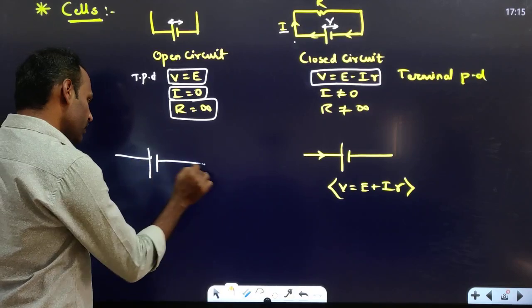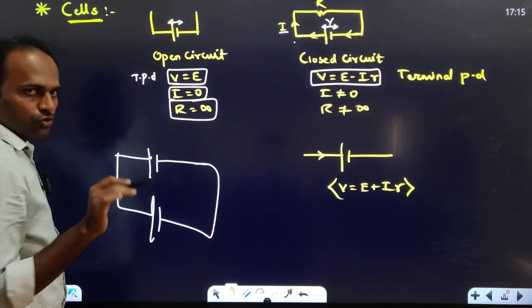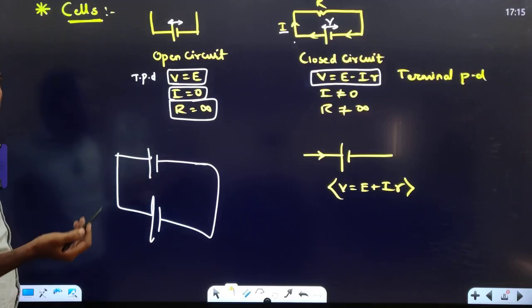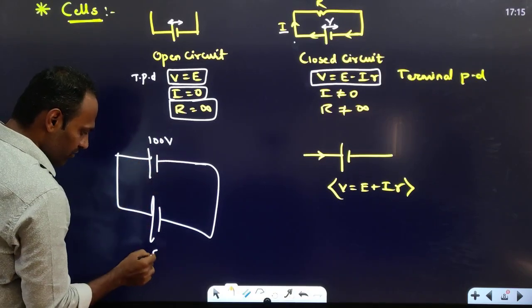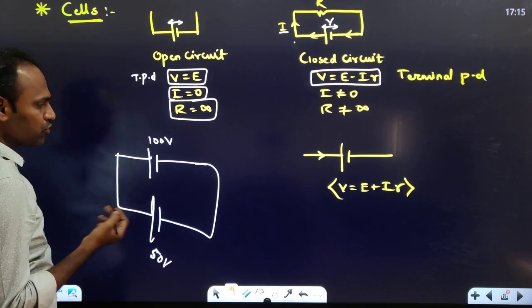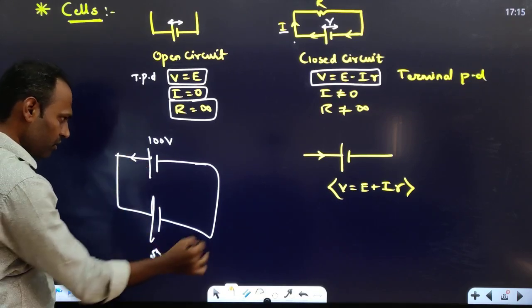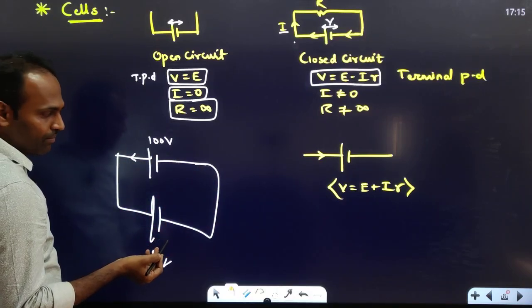For example, ಈಗ next ನೋಡ್ರಿ. If there are two cells like this, we know current is always shown out from positive and inwards to the negative. See, if this is of 100 volt, and if this is of 50 volt, then in this circuit, current you should show in this direction or current you should show in this direction. ಯಾವ direction ಅನ್ನು ತೋರಿಸಬೇಕು, right?